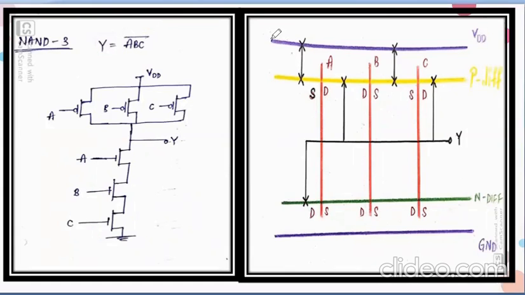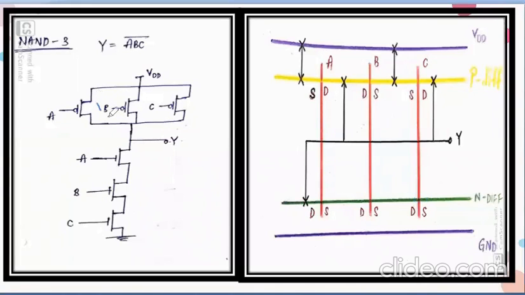Similarly, I have drawn here VDD and my ground. This is the N diffusion layer. This is the P diffusion layer. Now I have 3 inputs, so I have 3 gates: 1, 2, 3. I mentioned here A, B, and C. When the polysilicon layer intersects the P diffusion or N diffusion, it will create my PMOS or NMOS.